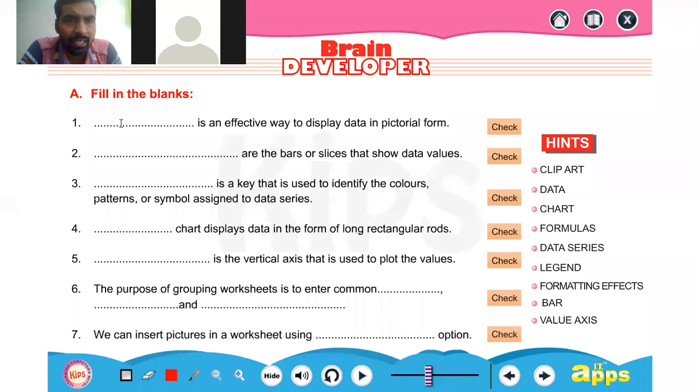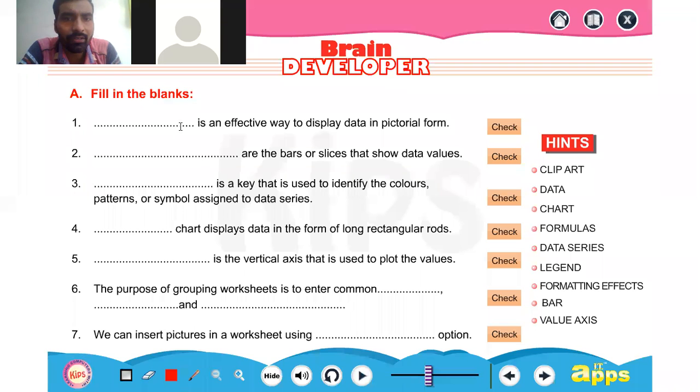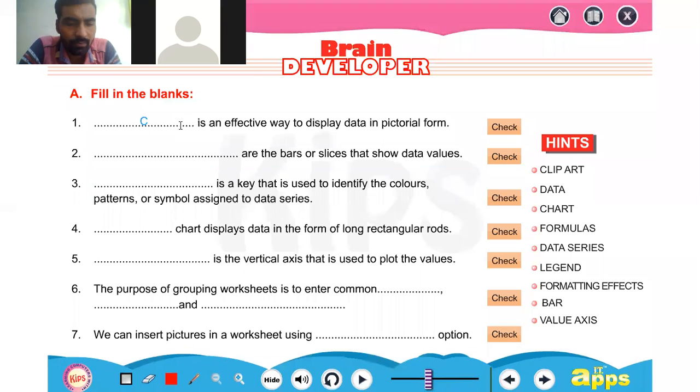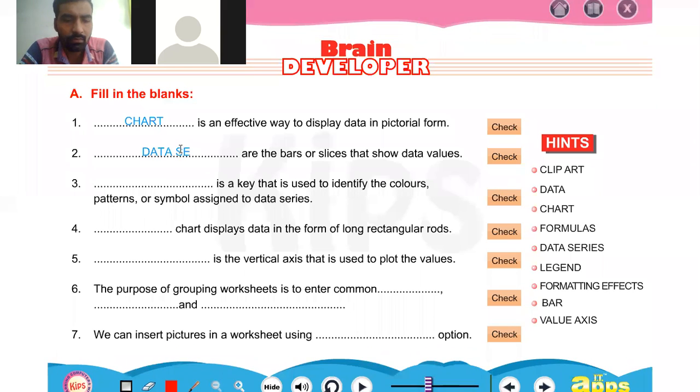First question. Dash is an effective way to display data in pictorial form. It is the chart. Chart. Next. Dash are the bars or slices that show data values. It is data series. Data series.